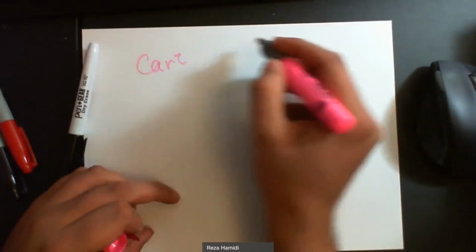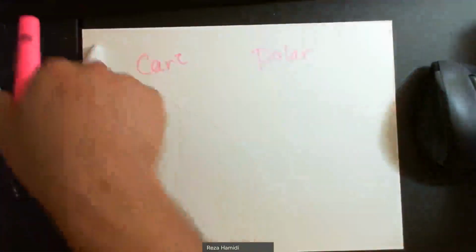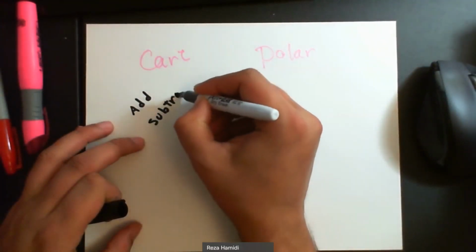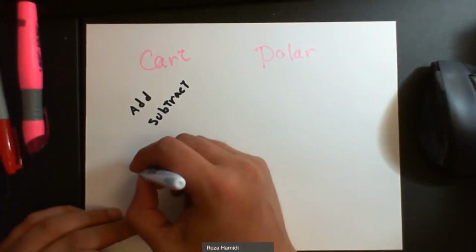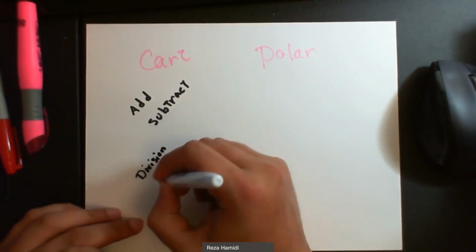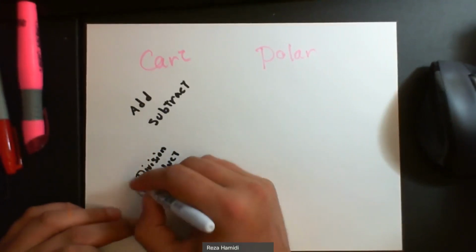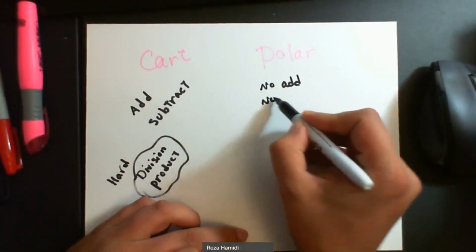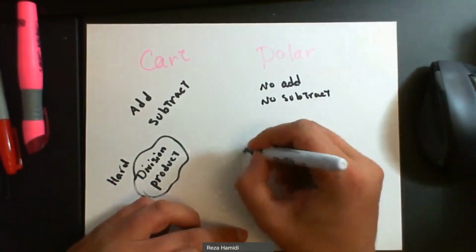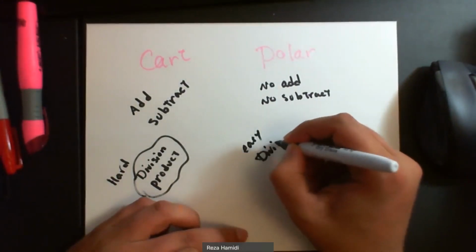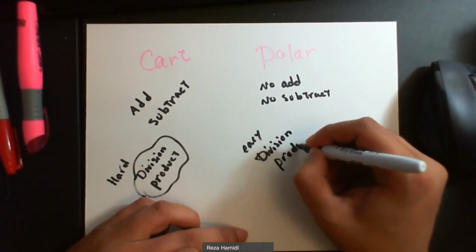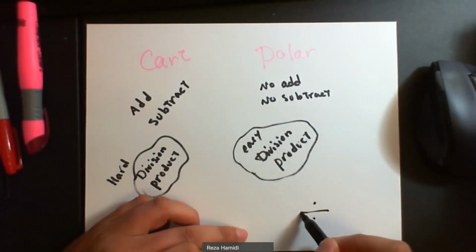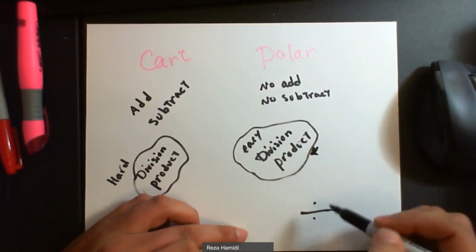We have Cartesian, we have polar. Cartesian is the only way in which we can add and subtract. Also, we can do division and product, however hard. Here, no add, no subtract, but easy, super easy division and product. So when you are dealing with these numbers, whenever you are going to divide, it's better to go over to polar form.